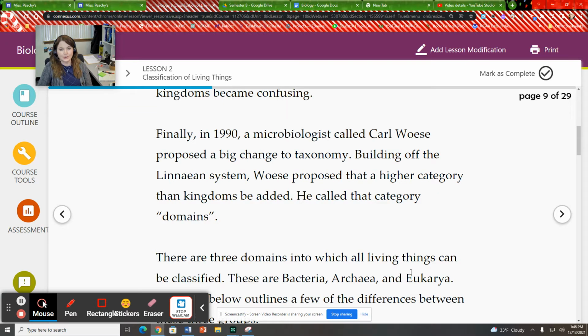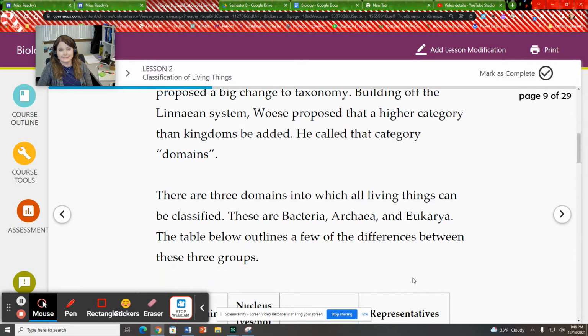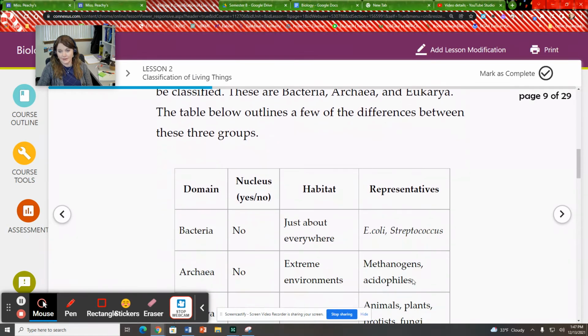He called that category domains. Originally our highest category was kingdom. We had the kingdom Animalia, kingdom Plantae, kingdom Fungi, kingdom Protista, so we had all these kingdoms of living things. He added something higher than that, and that is domains. This was based on the cells that were found in each of these groups. We have bacteria, we have archaea, and we have eukarya.